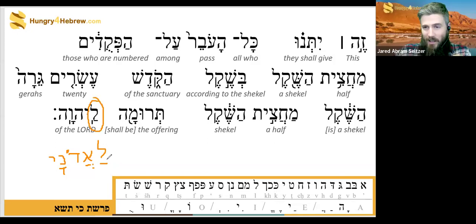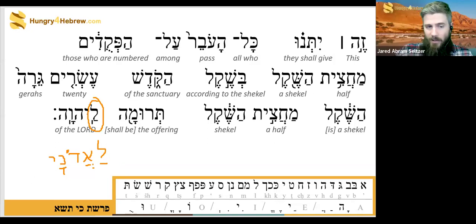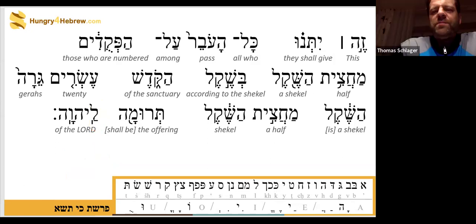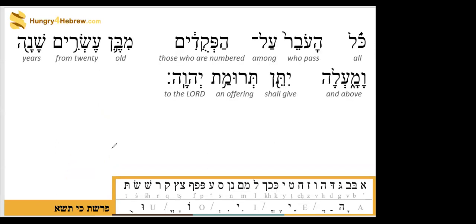That's why we get a patach here, is because the scribes want us to read God's name as Adonai. It's not because God's name is pronounced Adonai. It's because they want us to read it that way. It's easier. It's traditional.